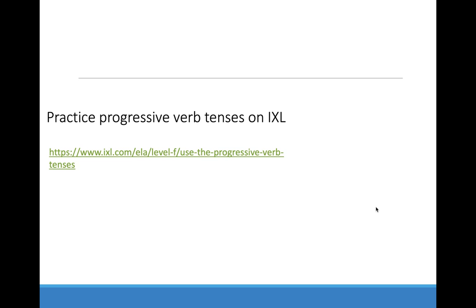When you're done with this activity, please make sure that you click on iExcel and you practice the progressive verb tenses there. At the end of practicing, make sure you click that turn in button on your assignment page. Otherwise, your assignment stays incomplete, okay?